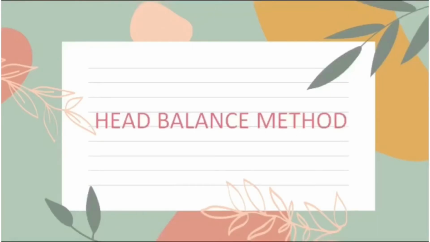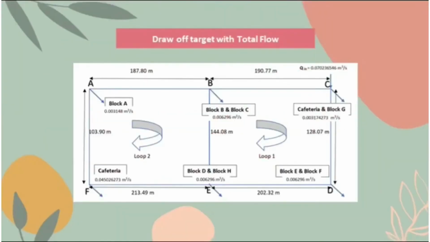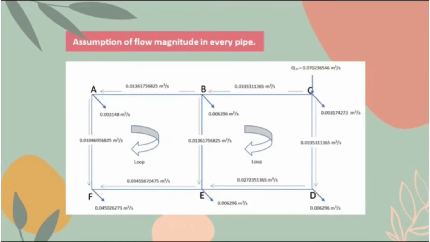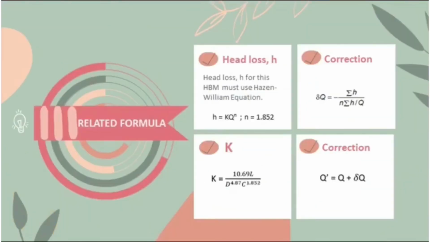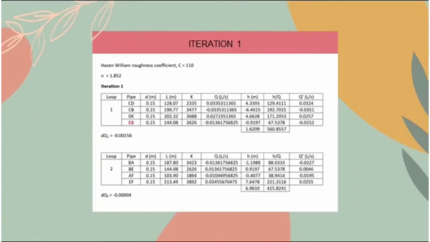So, we proceed with the head balance method. The figure shows the draw-off target with a total flow equal to 0.070236546 meter cube per second. This is the assumed value of flow magnitude in every pipe, and we use all of these formulas to perform the head balance method. The chosen material is mild steel, and the Hazen-Williams roughness coefficient C is equal to 110.